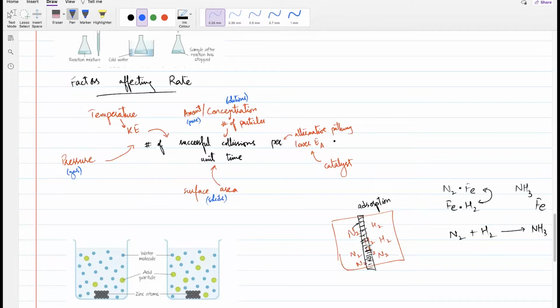Lastly, we talked about catalyst, which doesn't really do anything to the particles, but just provides an alternative pathway which has a lower activation energy. Remember this thing, you must talk about lower activation energy. And through that, they increase the rate of successful collisions per unit time, which then affects how fast or slow a reaction happens. 5 factors, same conclusion, that we want more successful collisions per unit time.